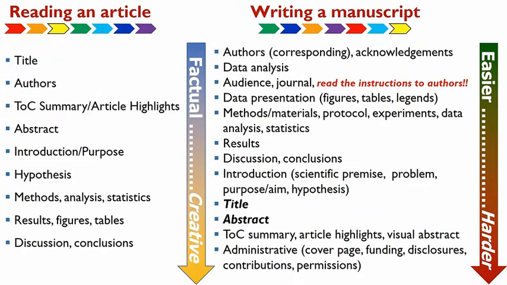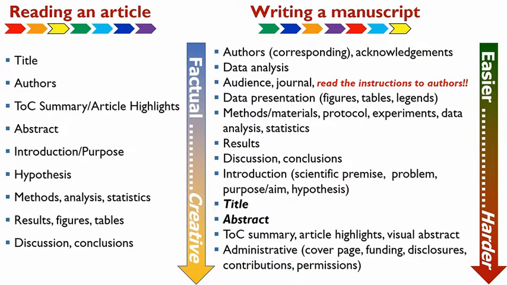So when we read articles, we may read them from top to bottom. They're certainly organized from top to bottom. You know, the title, the authors, a summary, maybe a summary in the table of contents, an abstract, and then there's the introduction, the purpose, the methods, the results, and the discussion. Writing a manuscript doesn't necessarily have to follow in that order. In fact, when I work with trainees, I suggest that they don't write a manuscript from beginning to end, but rather write it from easy to hard.